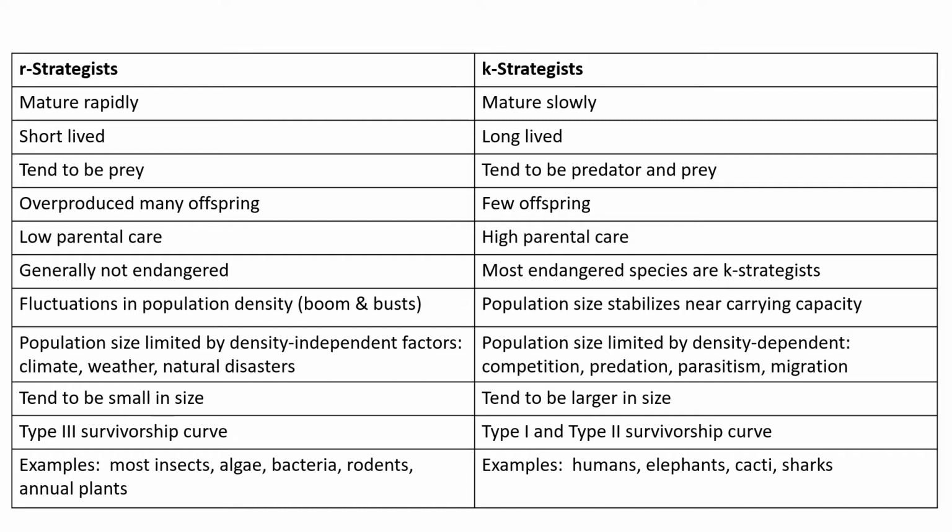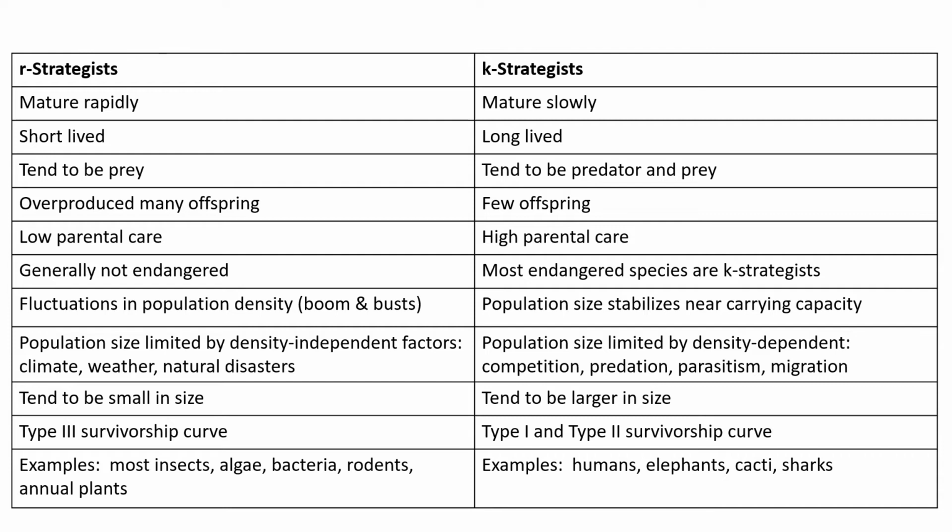So these organisms are small, and we'll talk about survivorship curves, but they tend to be on the type 3 survivorship curve. Again, we're going to talk about that later. And on the other side, you have K strategists. So they mature very slowly, right? Humans are K strategists. So if you look at this list and think about humans, it might make a little more sense. So K, koala, I don't know.